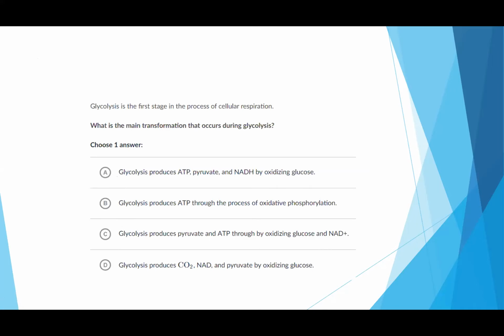Glycolysis is the first stage in the process of cellular respiration. What is the main transformation that occurs during glycolysis? A: Glycolysis produces ATP, pyruvate, and NADH by oxidizing glucose. B: Glycolysis produces ATP through the process of oxidative phosphorylation. C: Glycolysis produces pyruvate and ATP by oxidizing glucose and NAD+. D: Glycolysis produces carbon dioxide, NAD, and pyruvate by oxidizing glucose.